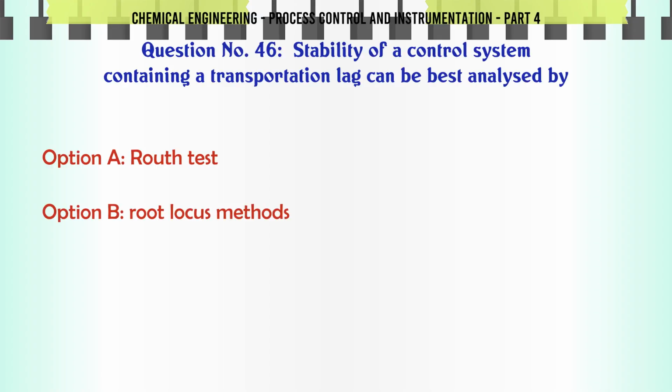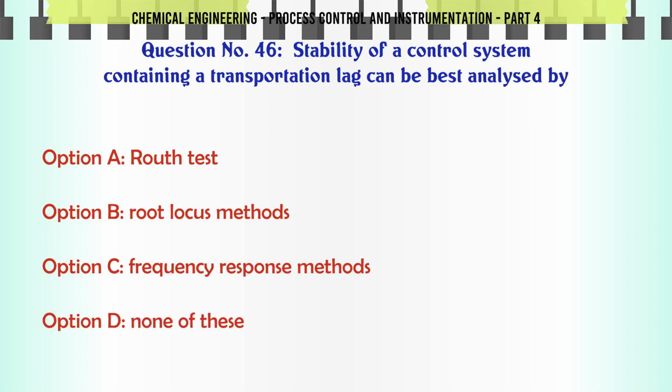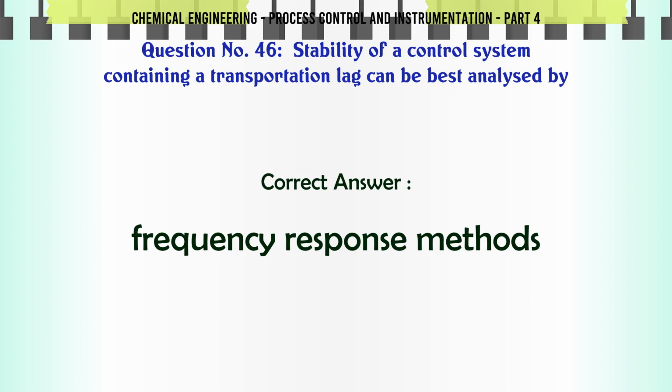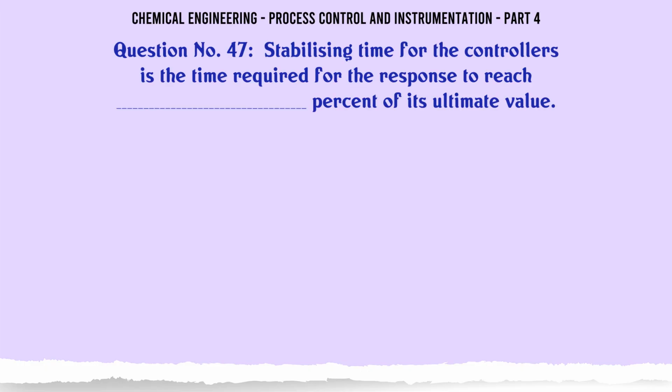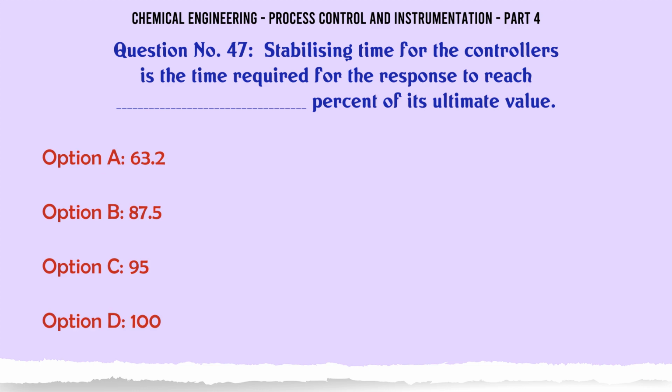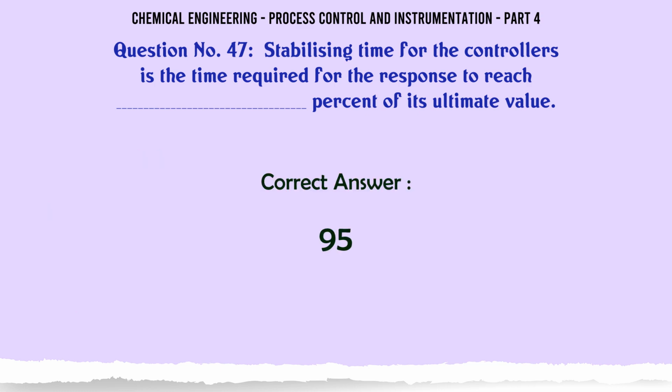Stability of a control system containing a transportation lag can be best analyzed by A. Routh test, B. root locus methods, C. frequency response methods, D. none of these. The correct answer is frequency response methods. Stabilizing time for the controllers is the time required for the response to reach what percent of its ultimate value. A. 63.2, B. 87.5, C. 95, D. 100. The correct answer is 95.